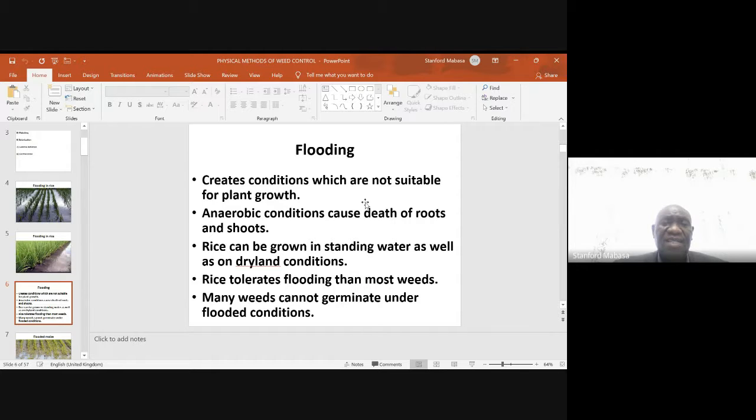For example, anaerobic conditions are created which can cause death of roots and shoots, because when you have a lot of water, oxygen is deficient, and this can affect the respiration of the plants. Rice can be grown in standing water as well as on dry conditions. This crop can tolerate flooding better than most weeds. So many weeds cannot germinate under flooded conditions.